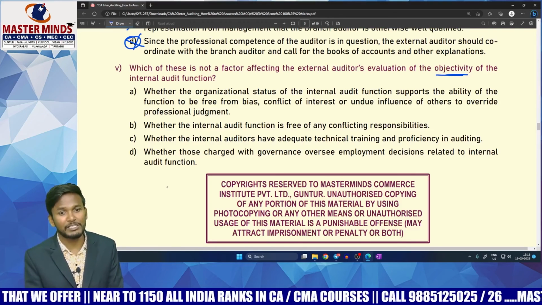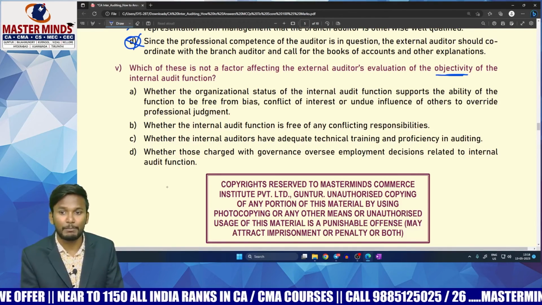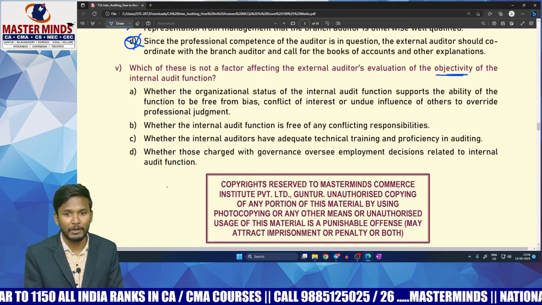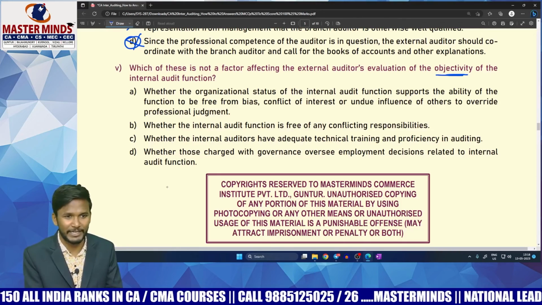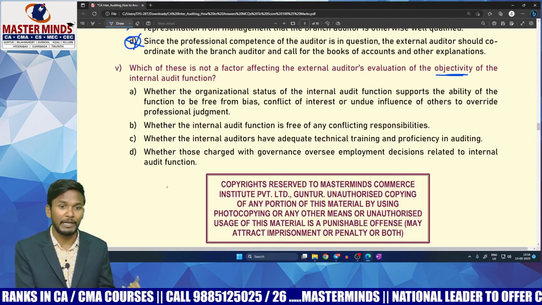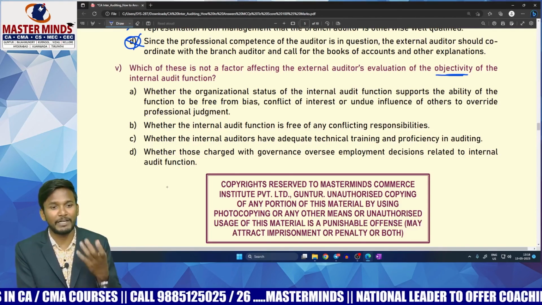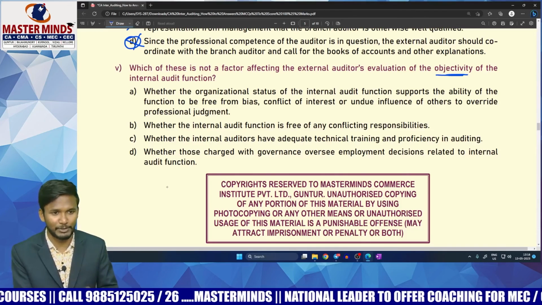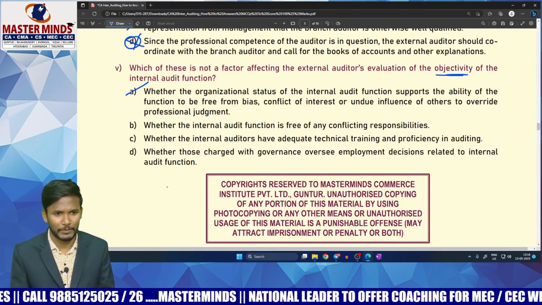Option A: whether the organizational status of the internal audit function supports the ability of the function to be free from bias, conflict of interest, or undue influence. Obviously, this should be a main criterion here. The status of the internal auditor, the appointment, his duties should be independent of the management. He should be given complete freedom and unbiasedness. Then only he can act objectively. A becomes a factor. But they are asking not a factor.